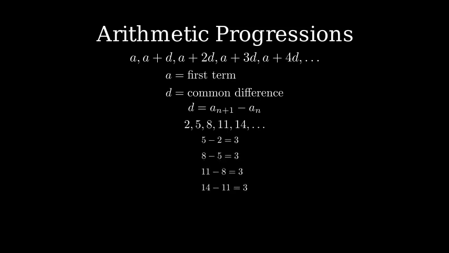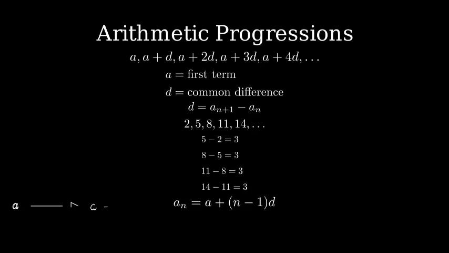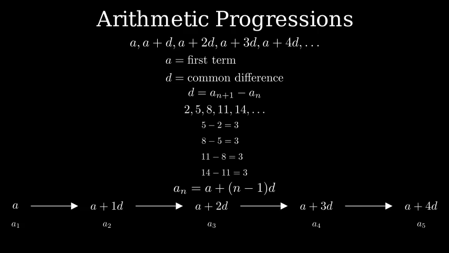Now, let's discuss how to find any term in an arithmetic progression. The formula for the nth term of an arithmetic progression is a sub n equals a plus n minus 1 times d. This formula tells us that to find the nth term, we start with the first term and then add the common difference d exactly n minus 1 times.